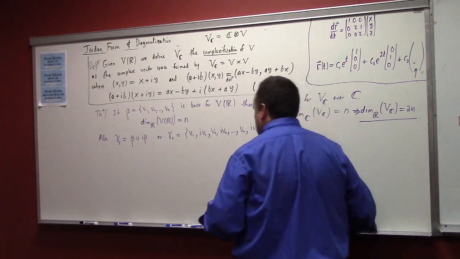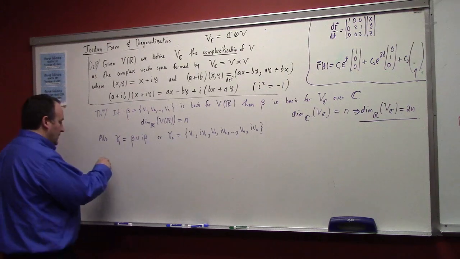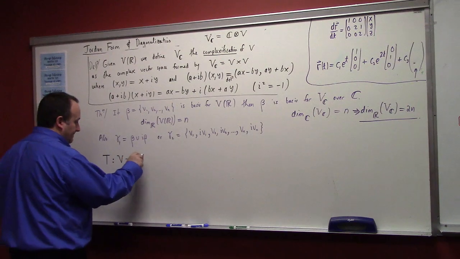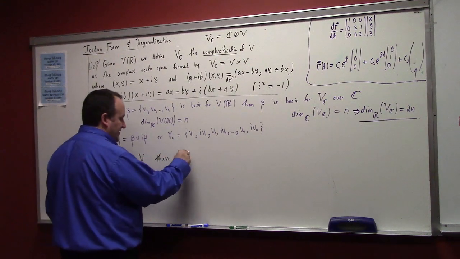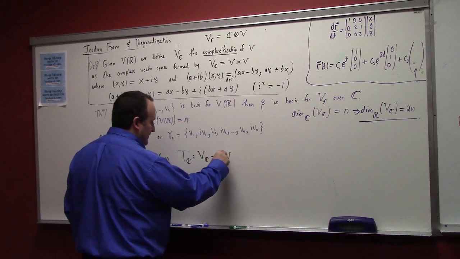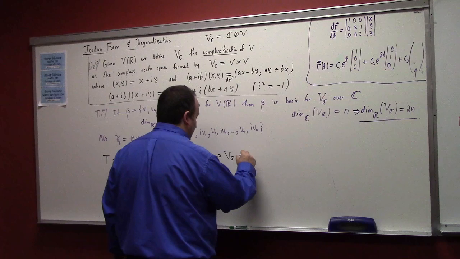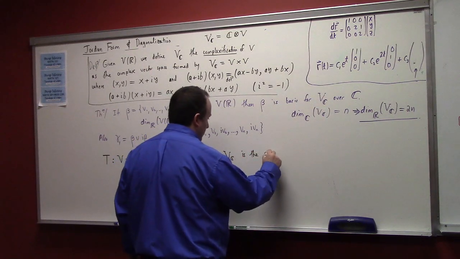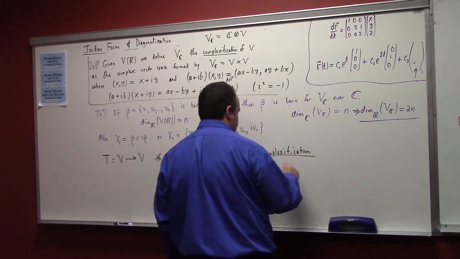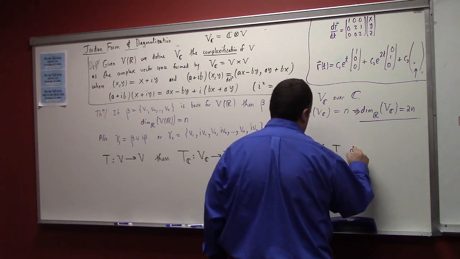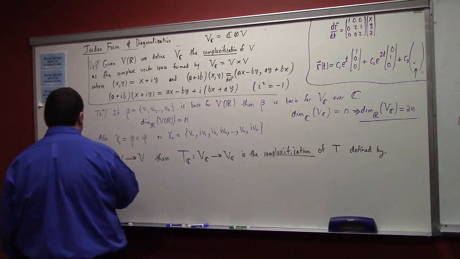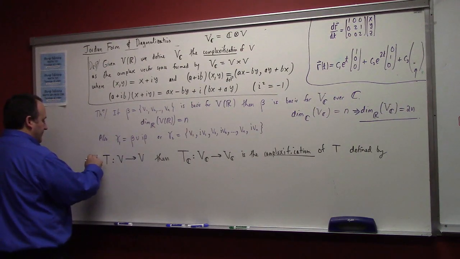So if we have T from V to V, then I would say T sub C, which is going to be from V sub C to V sub C, is the complexification of T defined by, how do we define it?